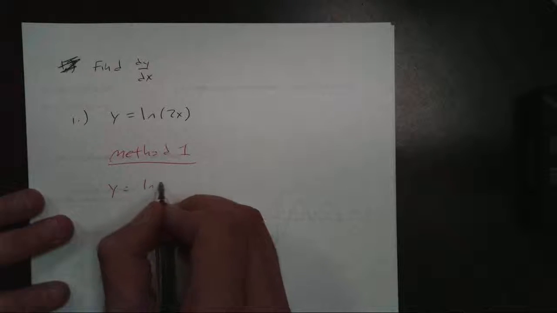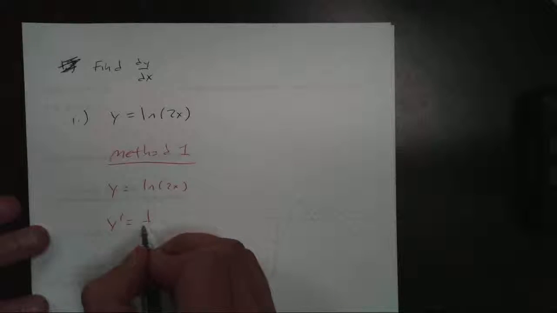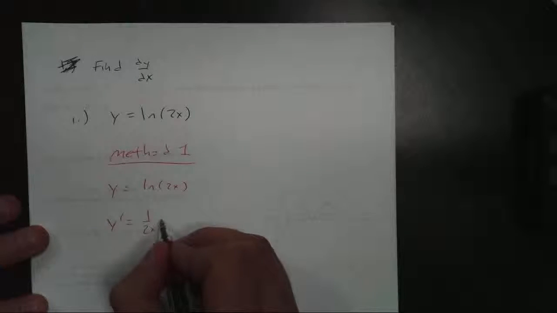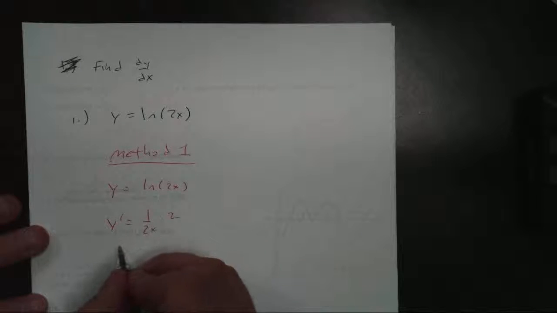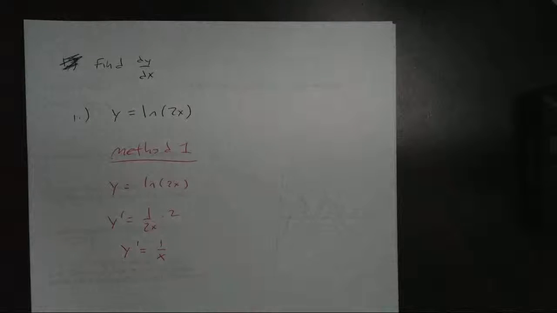I get the natural log of 2x as my equation. I just take the derivative: 1 over 2x times 2. And that gives me y prime equals 1 over x. And there's our derivative right there. So I'll be right back here to go over a couple more.